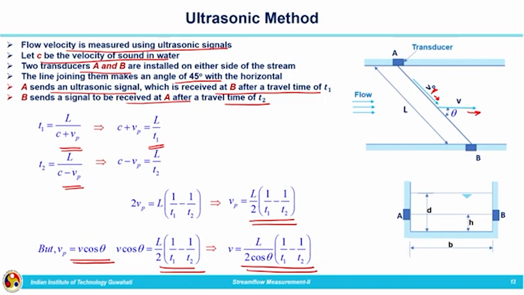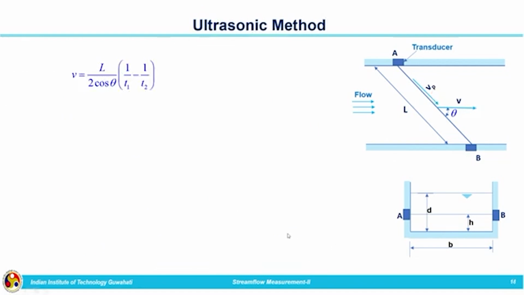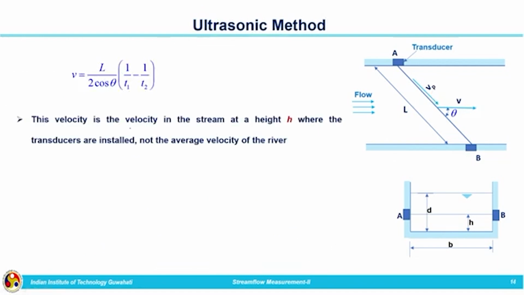So, the velocity of flow can be obtained by using this formula, by using the ultrasonic method. V is given by this expression. This velocity is the velocity in the stream at a height of h where the transducers are installed.